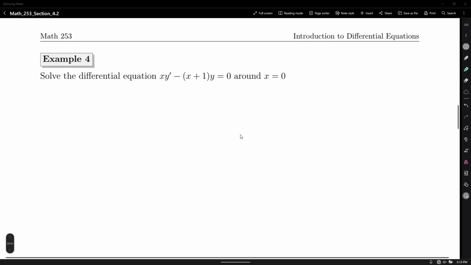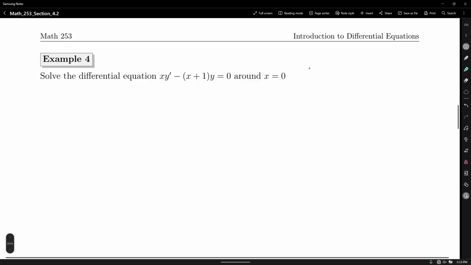In order to solve the differential equation xy prime minus (x plus 1) times y equals 0 around x equals 0. So for the most part, we will be solving differential equations mostly around x equals 0. That is using essentially a Maclaurin series, not a Taylor series, which is centered somewhere else. But of course, I'm going to show you how we get the solution around another point.